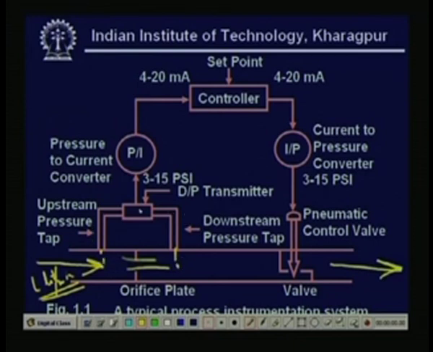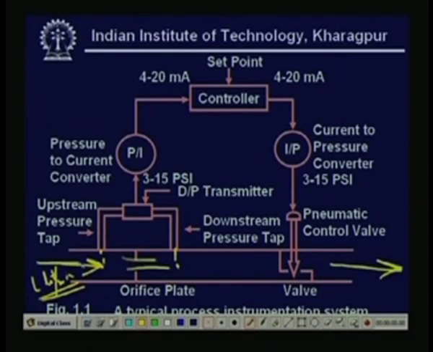I will take this through a tapping. This is called the upstream tapping and the downstream tapping, and it is given to a DP transmitter. DP transmitter means a differential pressure transmitter. Sometimes back people used to call it a DPDT, differential pressure differential transmitter, but nowadays people call it just a DP transmitter or differential pressure transmitter. Why is it differential pressure? Because I have to take the tapping both upstream and downstream. Because of the restriction, this is upstream, this is downstream, and this differential pressure is going to a DP transmitter.